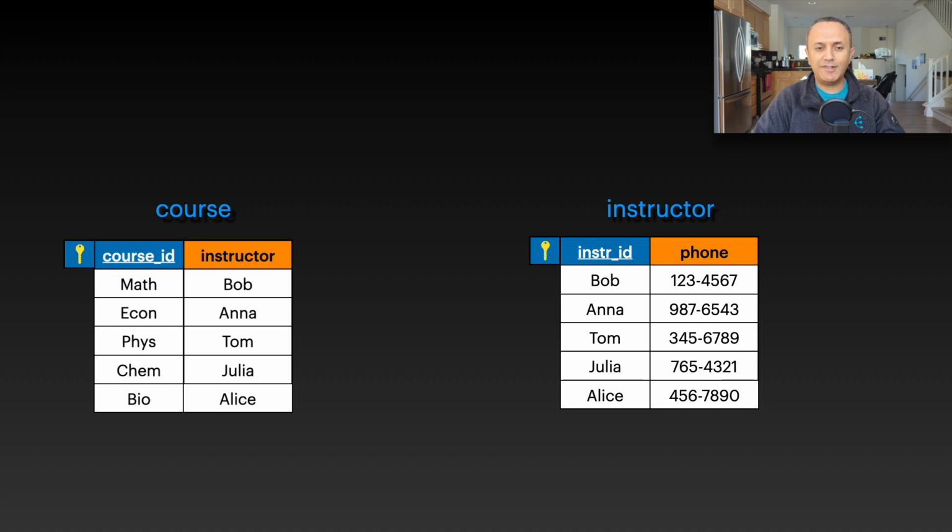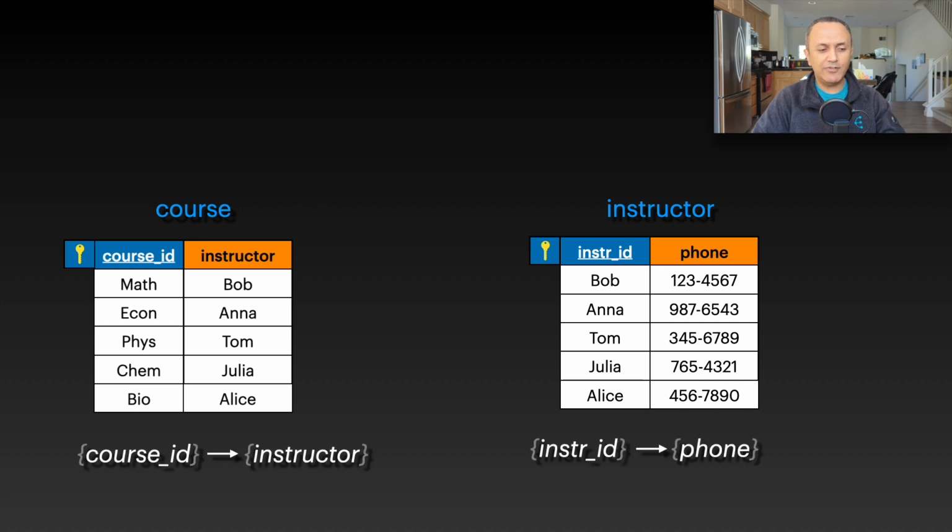Let's look at the dependencies again. Now, instructor depends on course ID, which is the primary key. There are no dependencies between two non-key columns. So now this satisfies third normal form, and the anomalies that we talked about are gone. Let's try again. If we want to change the instructor for the math course, we just change it once. We don't need to worry about the phone number. The phone number is stored in a different table.